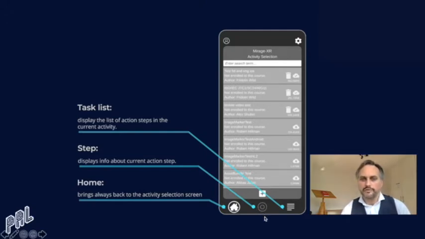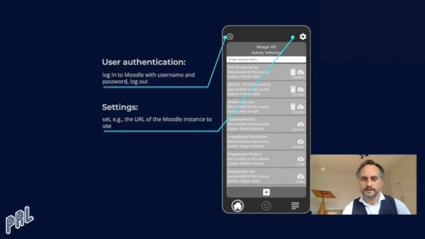Once you have opened a learning experience and it is loaded, the step button will automatically be selected, where you can navigate back and forth, or the task list button will bring up the complete list of action steps that you need to go through in this learning activity. On top of the screen you will find the settings where you can change the URL of the Moodle instance, for example, or the user authentication button where you can log in.